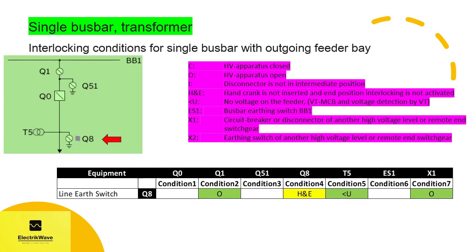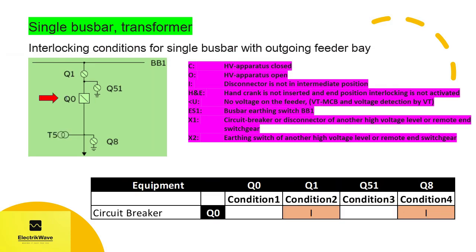Here Q8 is switchable if conditions 2, 4, 5 and 7 are fulfilled. That is, busbar disconnector is open, equipment side earth switch hand crank is not inserted and end position interlocking is not activated. Then no voltage on feeder, then circuit breaker or disconnector of remote end station is also open.